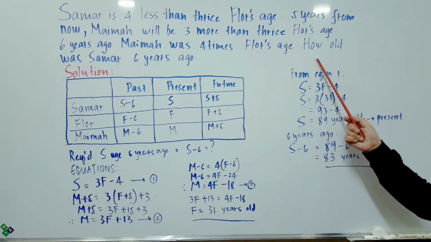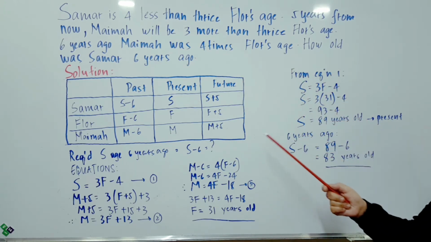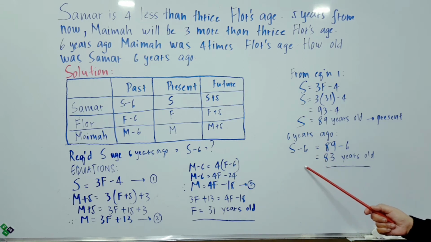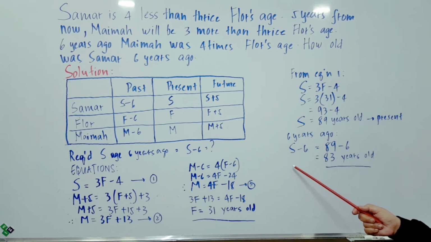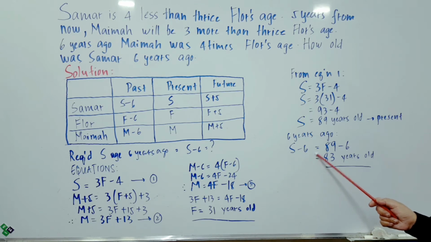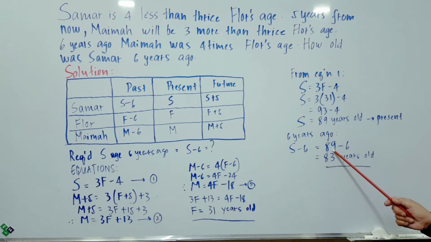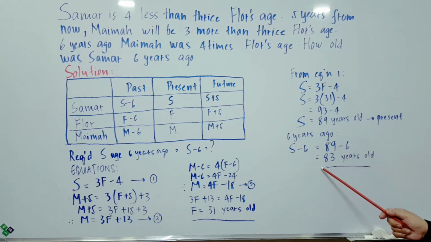Now, ang question dito is how old was Summer 6 years ago? So, minus lang natin ng minus 6. So, S minus 6 is equal to the present age, which is 89, minus 6. That means 6 years ago, the age of Summer is equal to 83 years old.